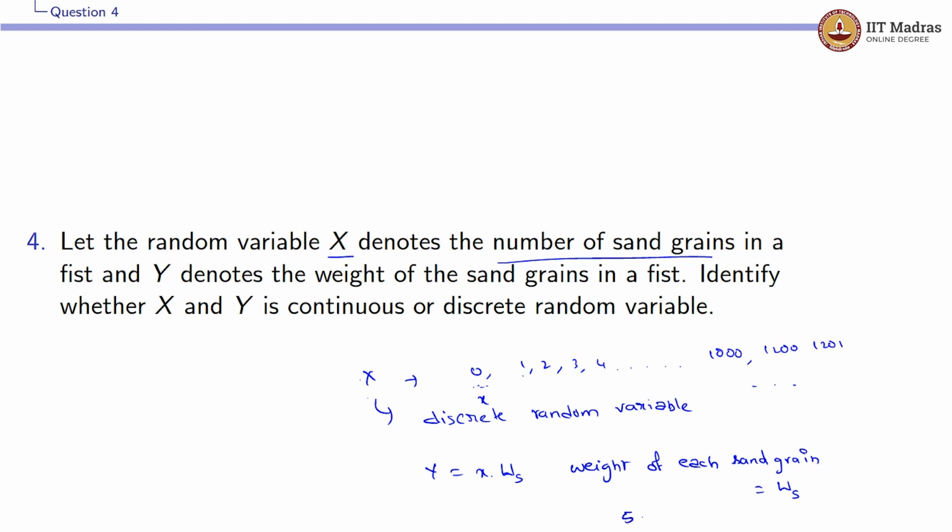Suppose this ws is equal to 5 grams. Again, this is just hypothetical. For different values of x, it could take the value of either 0 grams when there were no sand grains in the fist, or 5 grams when there was only one sand grain, or 10 grams or 15 grams and so on. For the value of 1000, it would be 5000 grams and so on. So the values of y would be 0, 5, 10, 15 and so on. Here also it can't take any value in between 0 and 5. It can't take the value of 1, 2, 3, 4, because there won't be half a sand grain or a quarter of a sand grain. So the possible values for y would be 0, 5, 10, 15 and so on up to 5000. So y also would be a discrete random variable.